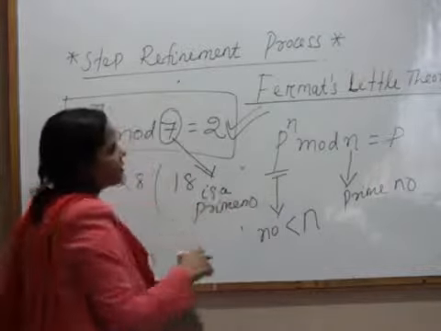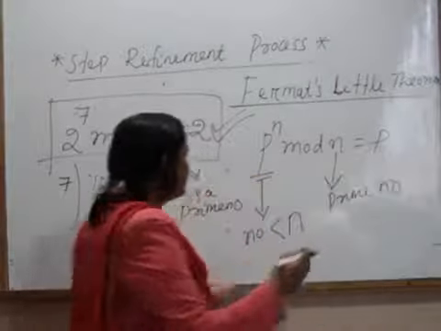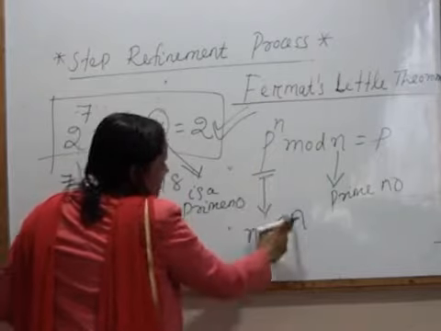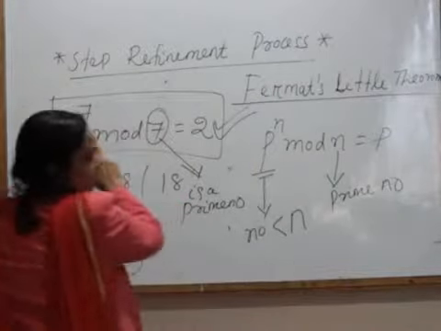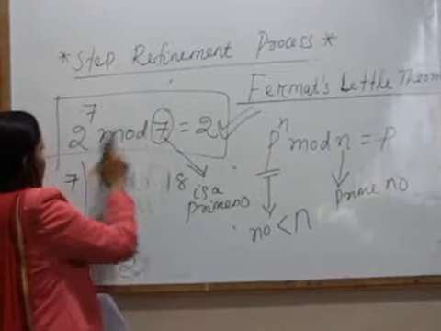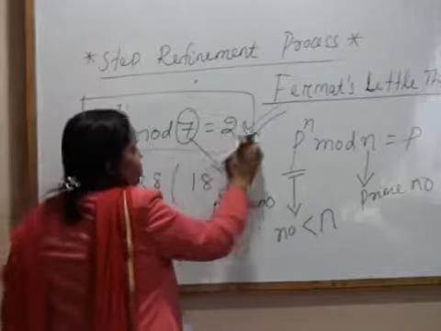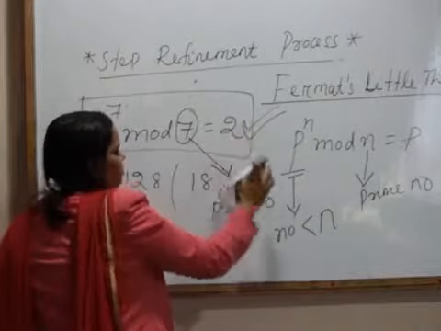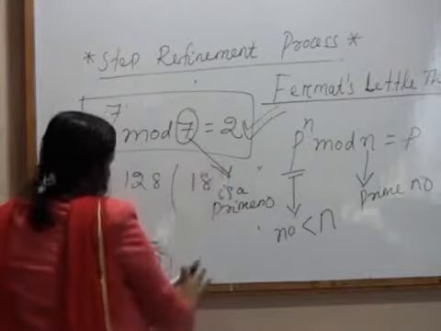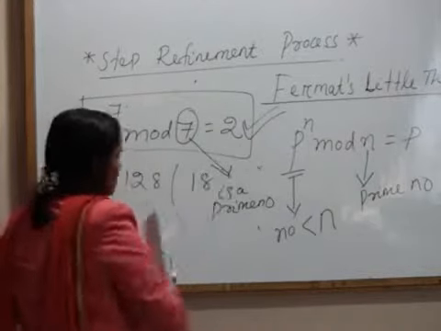Again I am repeating, this is Fermat's little theorem: p to the power n mod n is equal to p, where n is a prime number and the p value should be less than n. Here I took an example: 7 is the prime number and 2 is the value of p. 2 to the power 7 mod 7 is equal to 2. If it is satisfied, it is a prime number, otherwise not. You do all the calculation and you get 2 here, so it's a prime number.